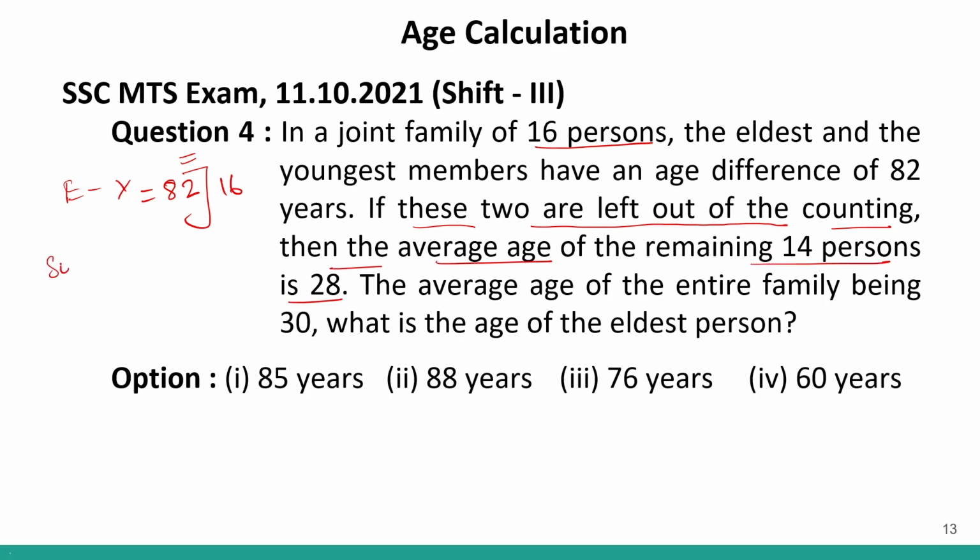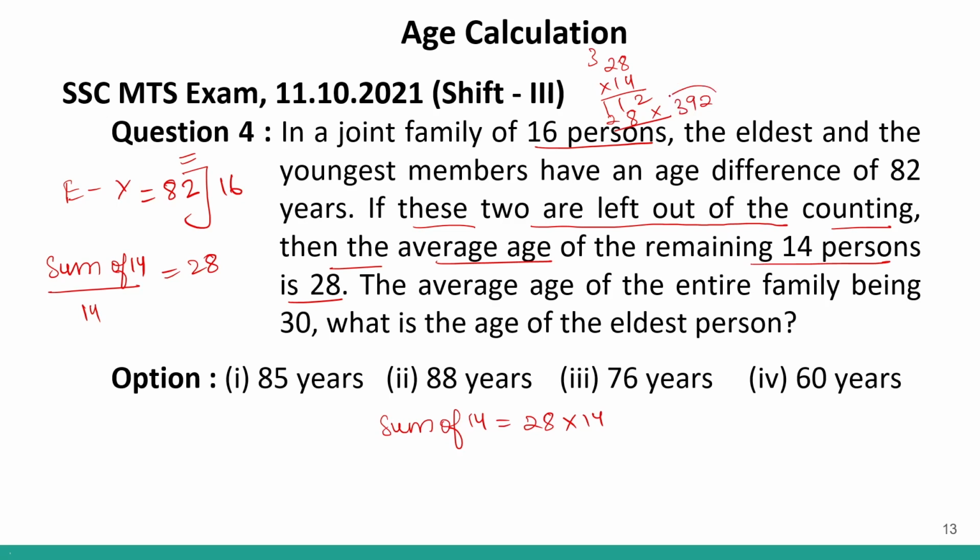So I can say the sum of how many people? Sum of 14 people. Sum of 14 people divided by 14 is equal to 28. So the sum of age of 14 people will be 28 into 14. What is the value of 28 into 14? 4 8s are 32. 4 2s are 8 plus 3, 11. 1 8 times 8, 1 2 times 2. So this is 392.